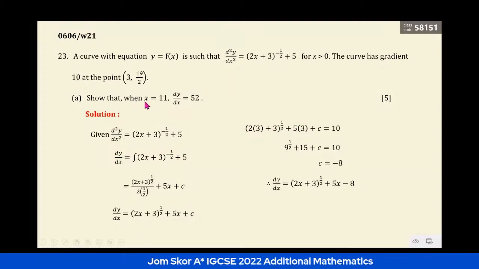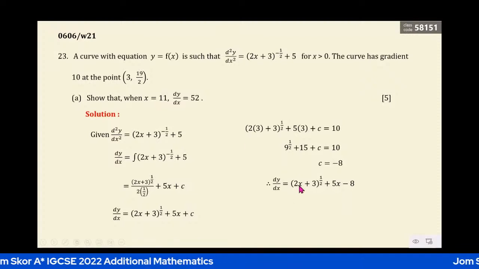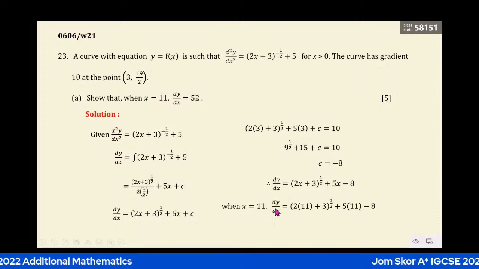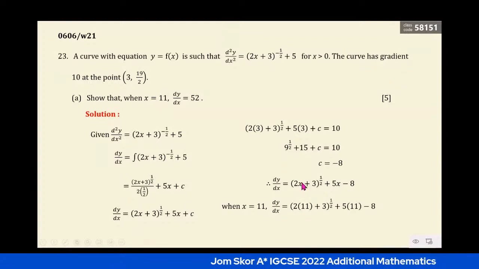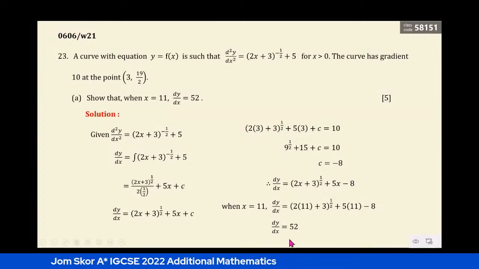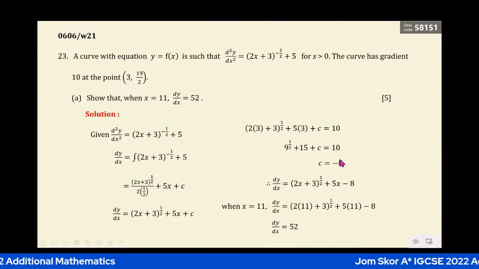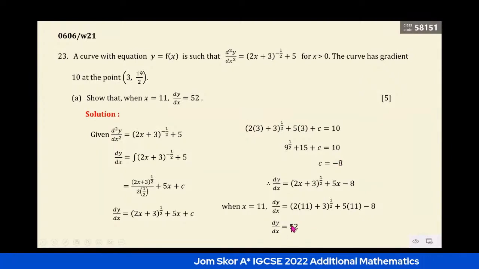So you show when x is equal to 11, you put in x as 11. When x is equal to 11, you will get dy/dx is equal to, substitute x with 11, and if your answer is 52, meaning that all the working here is most probably correct. We hope to get 52 here.